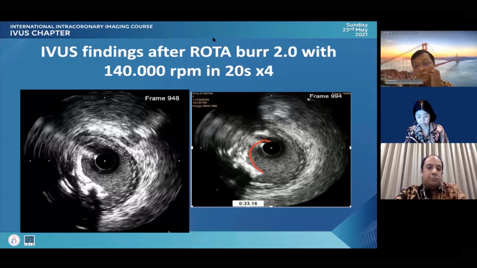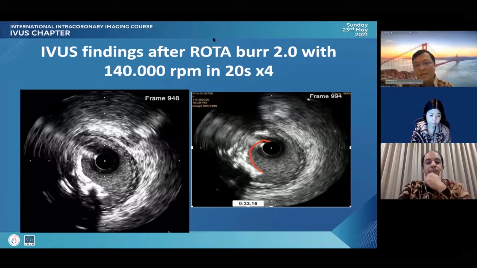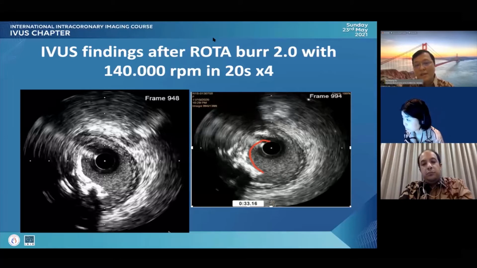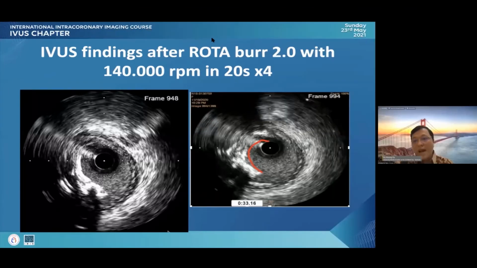And sometimes when we use rota run, if we have a long run, the risk of bradycardia is higher than with a short run. So in our center, we use a long run first and watch the heart rate of the patient. If there is no bradycardia, we continue the long run. But if we have bradycardia, we reduce the time of the rota run, for example to 20 seconds or something like that.